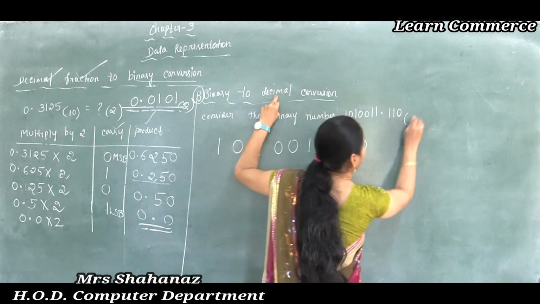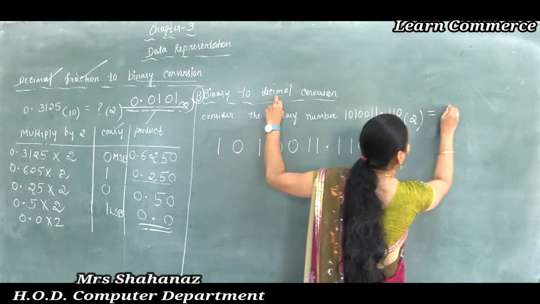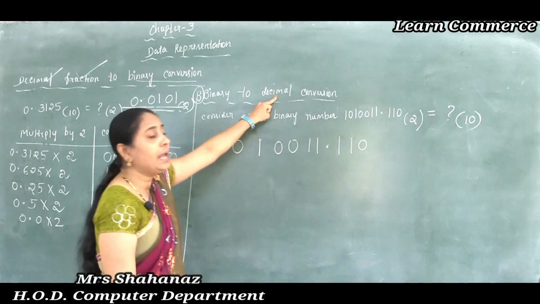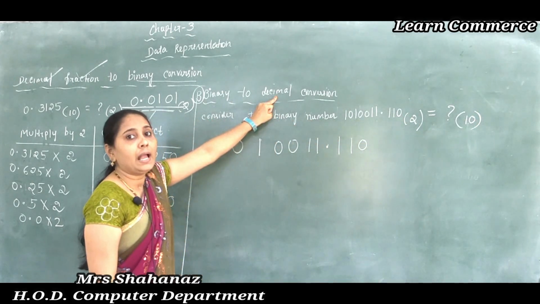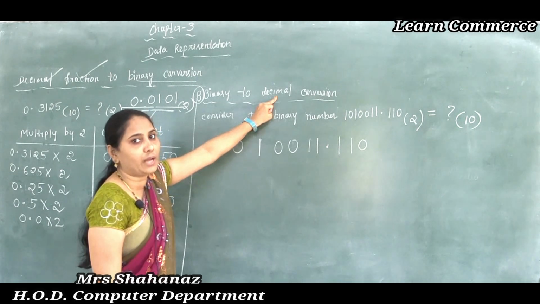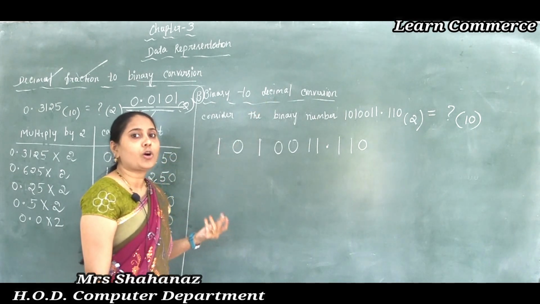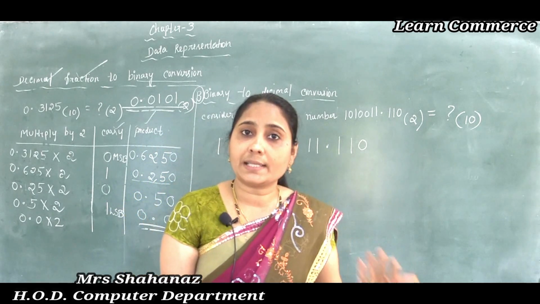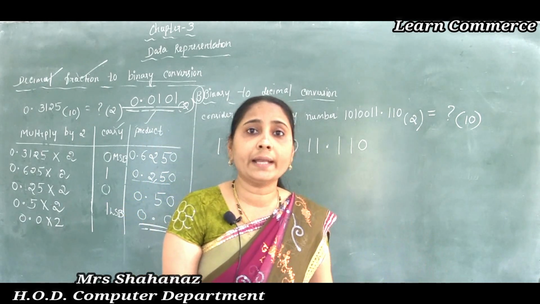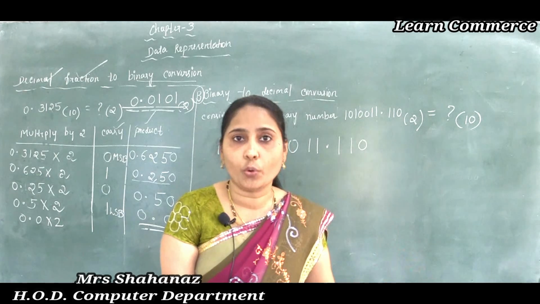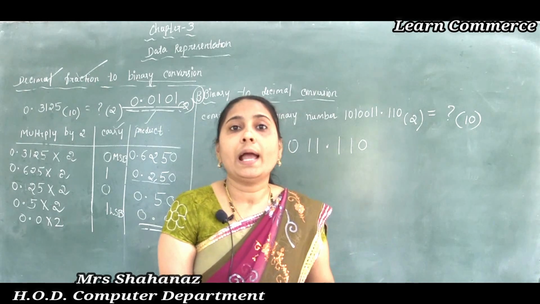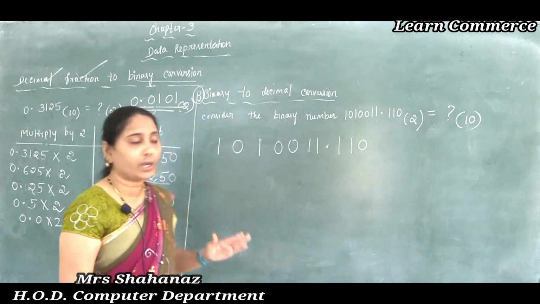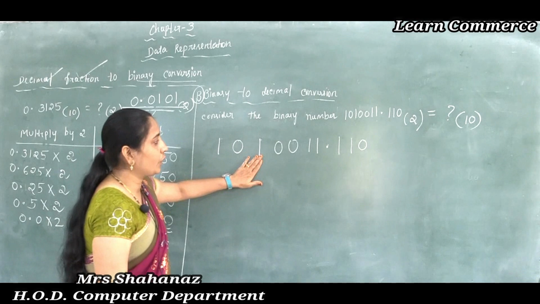Now it is in binary, and we need to convert to decimal. As we know, the base value of decimal is 10 and the digits are from 0 to 9. Correct na? We know the base value of each number system: decimal has base value 10, binary has base value 2, octal has base value 8, and hexadecimal has base value 16. Correct no kya?